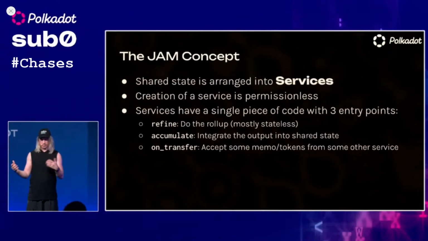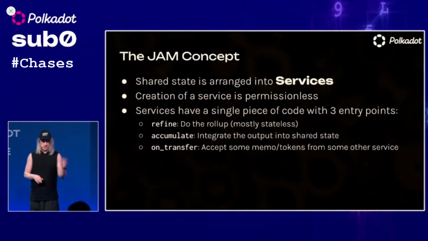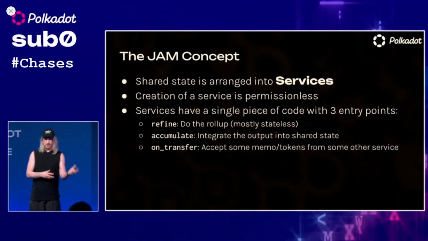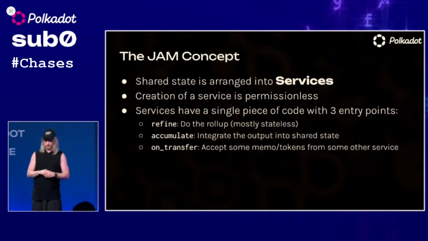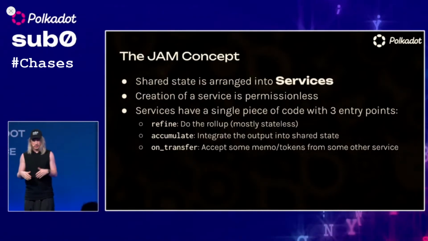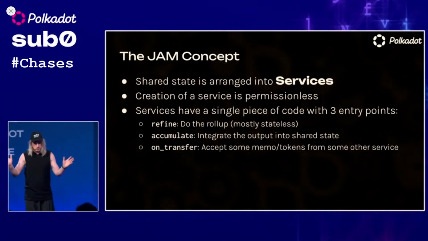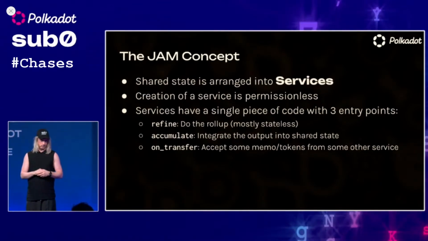And this is really the crux of JAM's model, what the service offering of JAM actually wants to do. So the 3 entry points into this one bit of code are refine, accumulate, and on transfer. Okay? So refine is the bit that does the mostly stateless computation, right? This is the bit that defines the transformation for the rollup for this specific service. Accumulate is the thing that takes the output of that and folds it into the overall state of the service. And then on transfer, as you might imagine, handles things coming from other services.